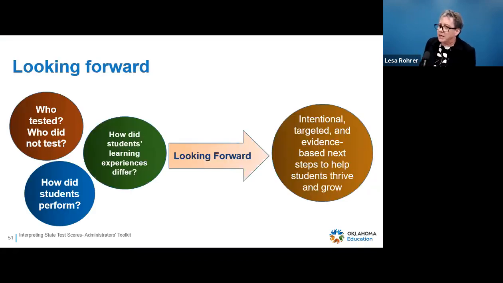I hope you've really taken away that it's critical to understand who tested and who did not test. When we understand that, then we think about how students' learning experiences differed. When we answer that, then we can think about how students performed. This is a triangulation of this data, and we need to understand that before we can look forward. And when we look forward, we need to think about intentional, targeted, and evidence-based next steps that will help our students thrive and grow in this time.